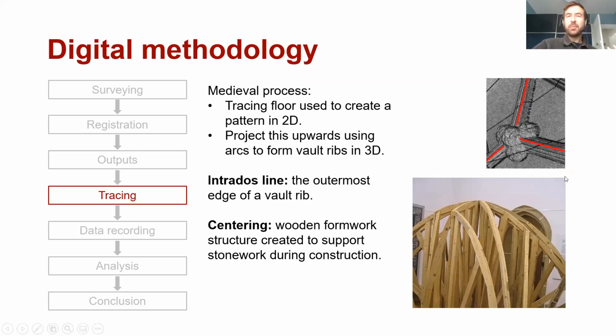Okay, so now we're at the point where we have our models and we want to start analysing them. So a key point for us in our research has been the intrados line, and this is the outermost edge of a vault rib. This is really critical because when the vaults were being built, you would have first put up timber centering, which is to the design that's required, and then on top of that centering, you would place along it the elements in stone that are going to be built, and then you wait for it to set and you take out the timber centering below. So the intrados line can tell us a lot about the geometry of a vault.